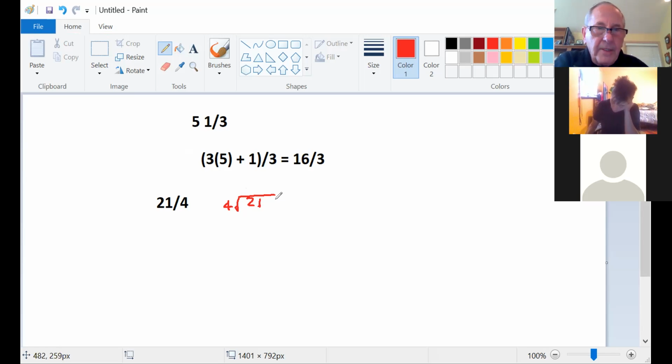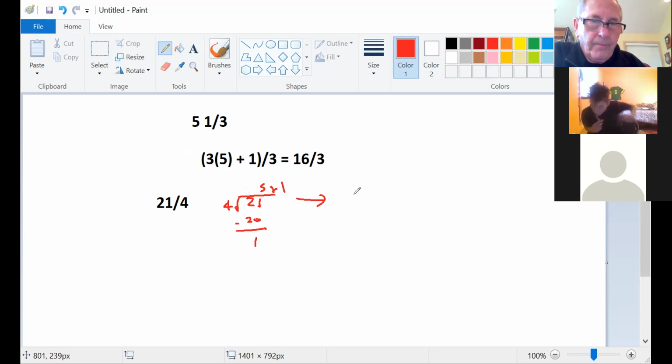And so you ask yourself, how many times does 4 go into 21? How many times does it go? Maybe 5. 5 times 4 is 20. Subtract that from 21, you get 1. So the remainder is 1. So now take that and write it in the mixed number form. What's that equal in mixed number?